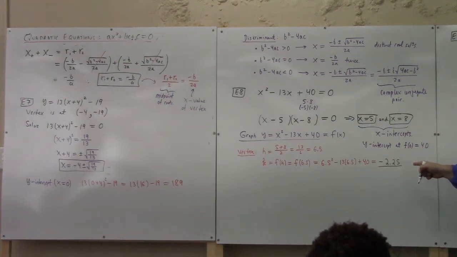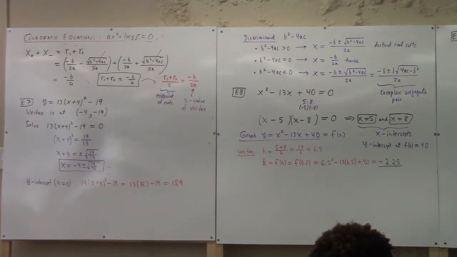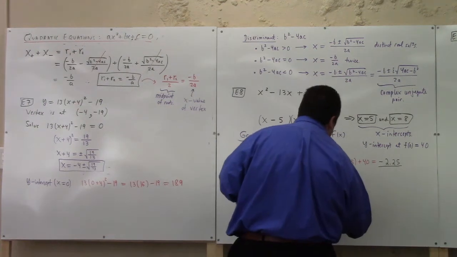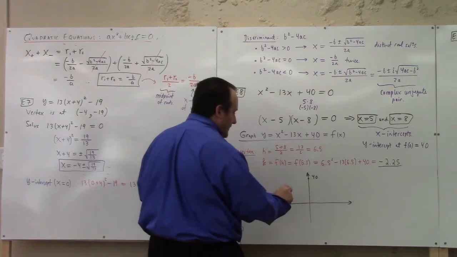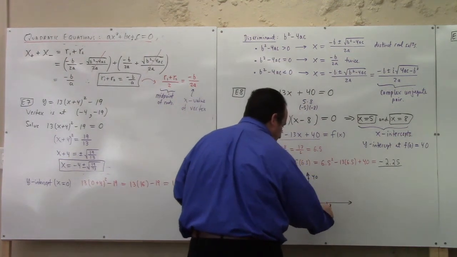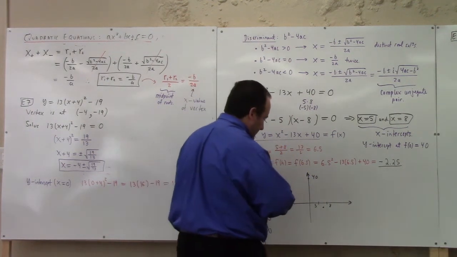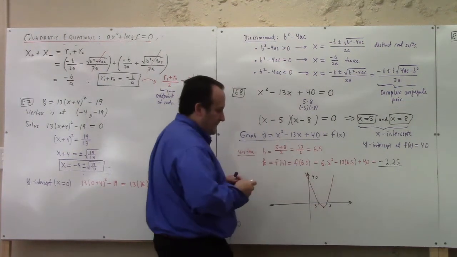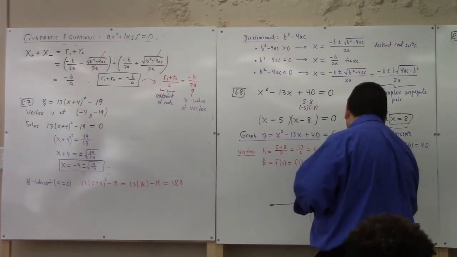Anyway, so the vertex is at 6.5 comma minus 2.25, right? I think that's enough to graph. So here it is. I'll do my best. 40 and 5 and 8. And down here at minus 2.25 is where the vertex is. So the graph, roughly speaking, looks like that. So there you go. That's y equals f of x, where f of x is defined right above.